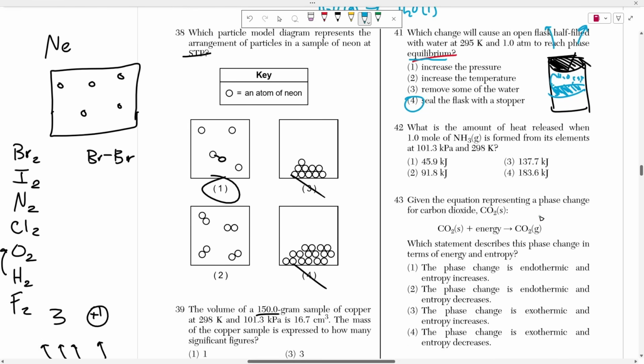Number 42 asks us, what is the amount of heat released when 1 mole of NH3 gas is formed from the elements at 101.3 kPa at 298 Kelvin? All right, so we want to find the heat released. So we're looking at H, right? The H in capital H stands for heat, okay? And we're looking at heat released. So we know that we're going to have a negative delta H, right? The change in heat is going to be negative because we're losing heat, we're releasing heat.